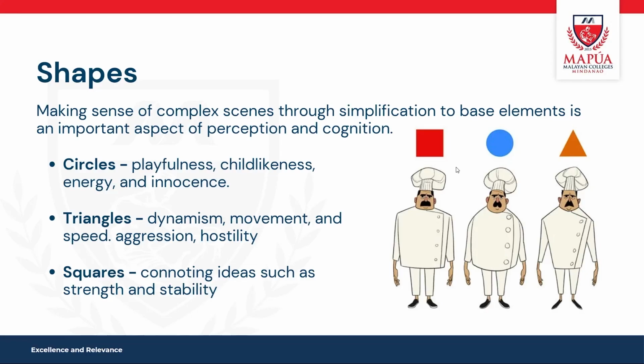Now you can mix and match different shapes. You can mix and match a square and a circle to show that this person is strong but still has this playful energy. You can mix a square and a triangle to show that this person is a stable yet very directed person. So it's really a matter of how well you can communicate the character through the basic shapes.